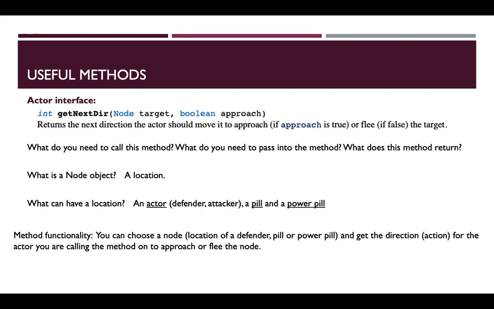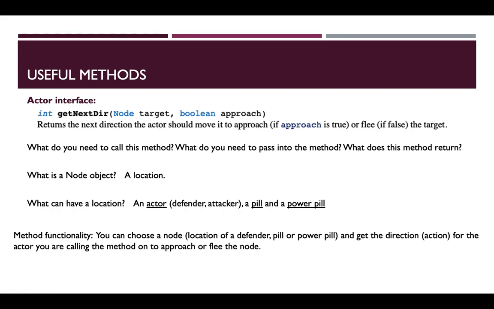So the method functionality, why this is useful, is that you can choose a node. That's the node that you're going to be passing in. It could be the location of a defender, a pill, or a power pill. And get the direction. So action, remember those integers 0, 1, 2, and so on, for the actor, in this case probably an attacker, you are calling the method on. And that direction is going to be chosen by the boolean being either true, so approach, or false, flee.